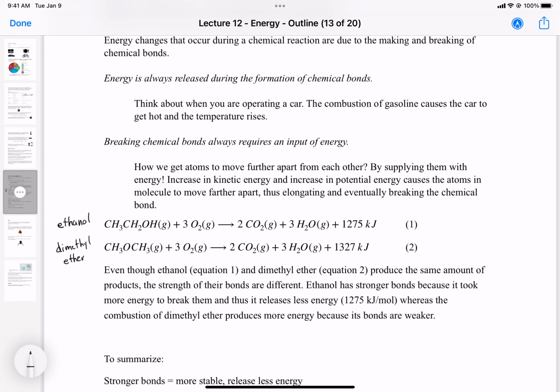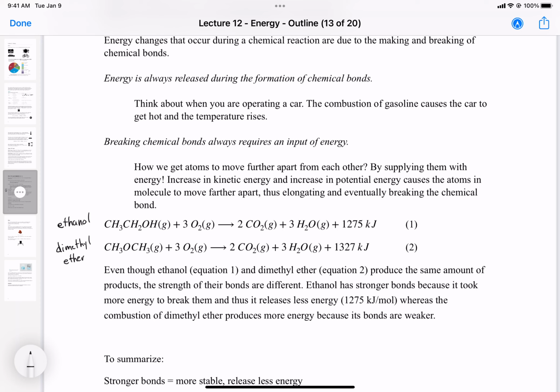You could produce 52 more kilojoules of energy if we burn dimethyl ether. But the problem with dimethyl ether is that it's a gas, whereas ethanol is a liquid, so it's easier to handle at room temperature. Dimethyl ether is a gas and extremely volatile, so it's very hard to work with.